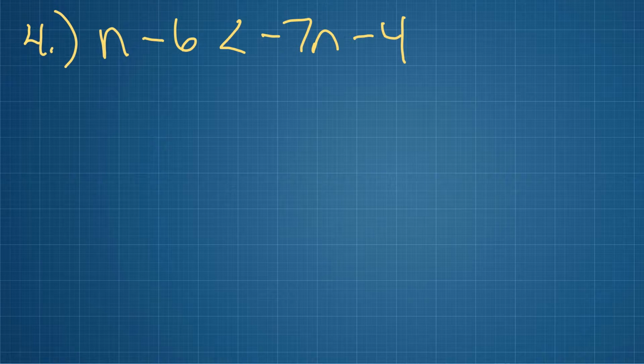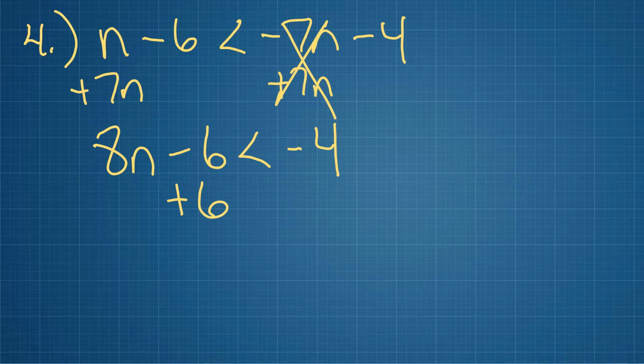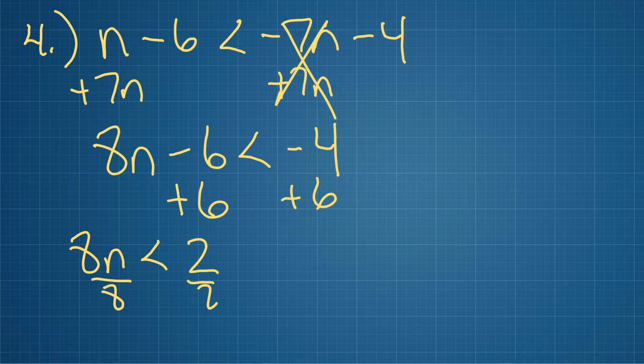All right, number 4, same exact concept. I have multiple n's, so I'm going to add 7n to both sides first, because I want all my variables together first. Those cancel. I'm left with 8n minus 6 is less than negative 4. I'm going to add 6 to both sides. I get 8n is less than 2. I divide both sides by 8. I get n is less than 1/4.